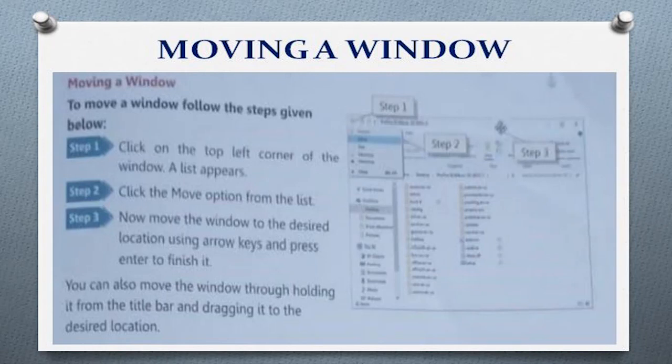Then click the move option from the list. Now move your window to the desired location using the arrow key and press enter to finish it. You can also move the window by holding it from the title bar and dragging it to the desired location.